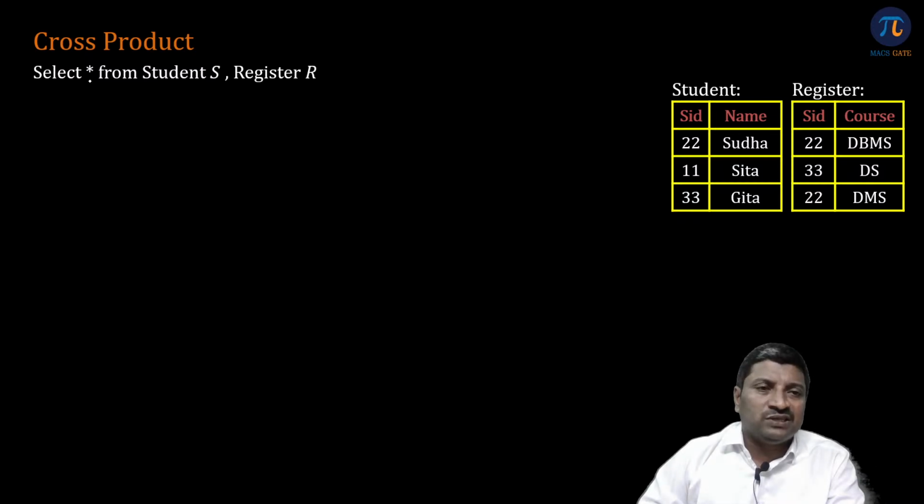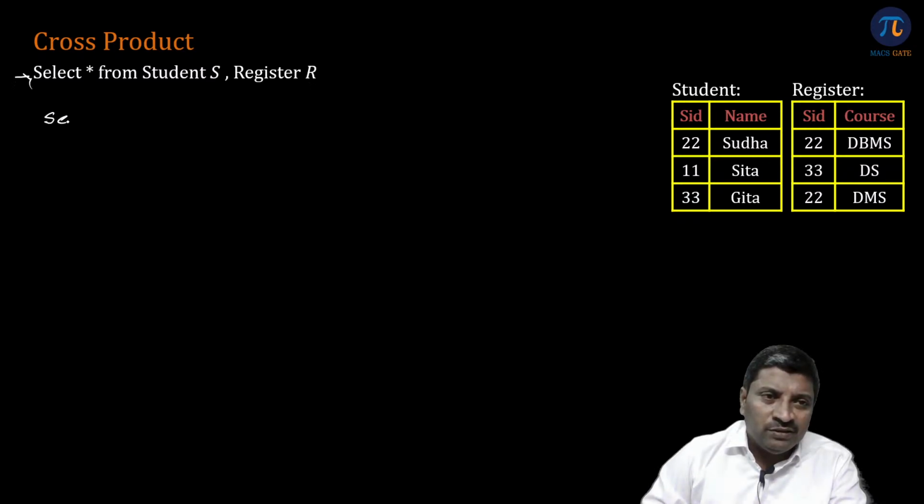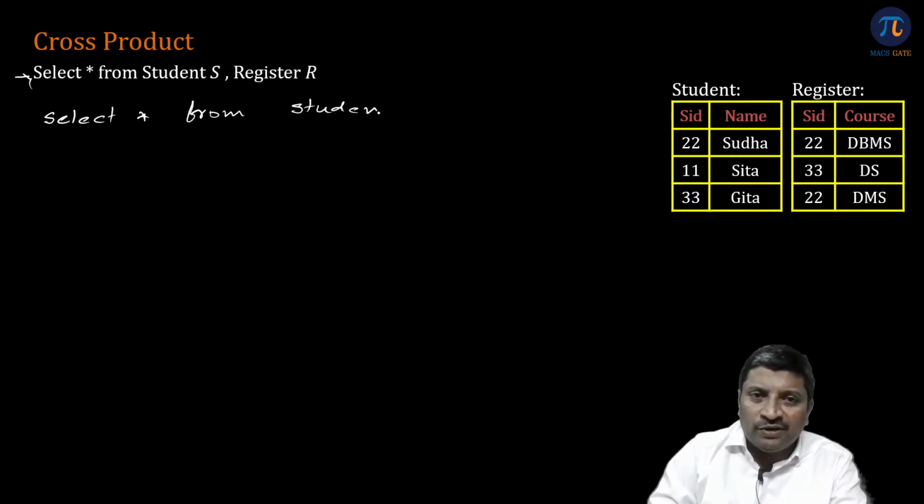Suppose we have written like this: select star from student S, register R. Instead of writing this, you can write simply select star from student, comma, register.